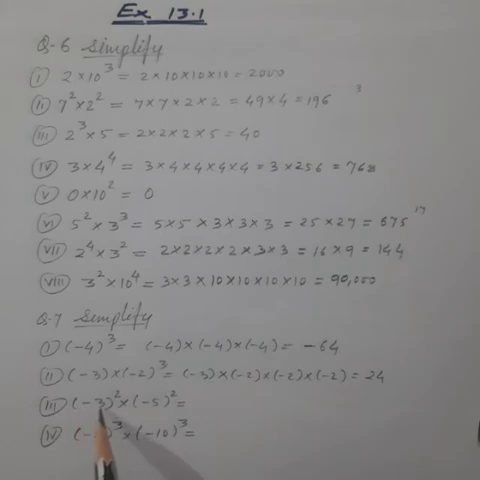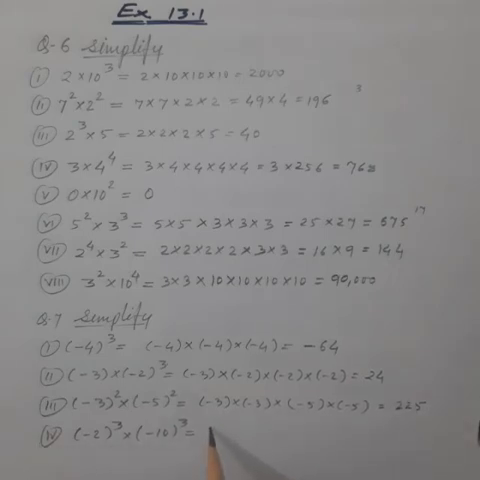Third, minus 3 square. Minus 3 is repeatedly multiplied by itself 2 times into minus 5 square. Minus 5 into minus 5. In this multiplication also there are 4 negative signs. Even number of negative signs. So product is positive. Multiply. 5 5s are 25. 25 3s are 75 and 75 3s are 225.